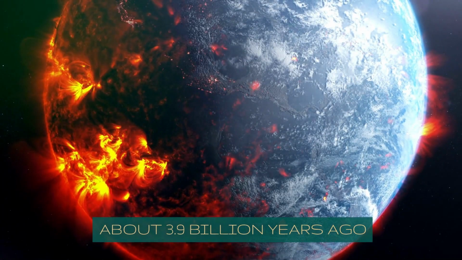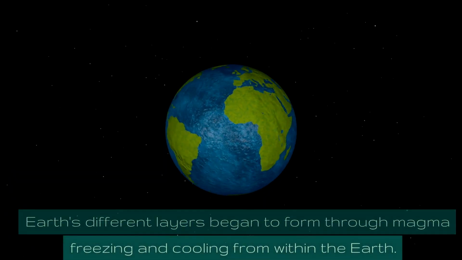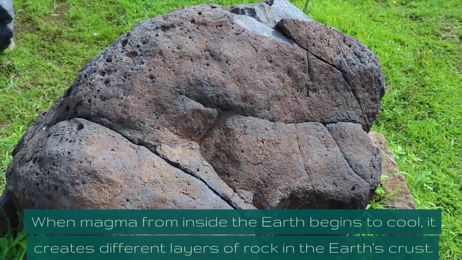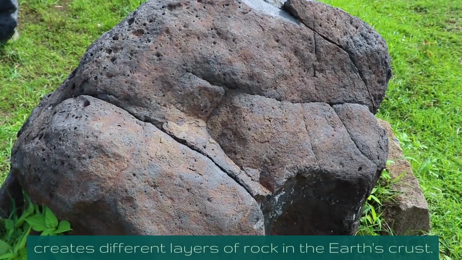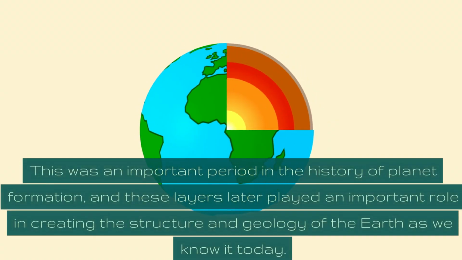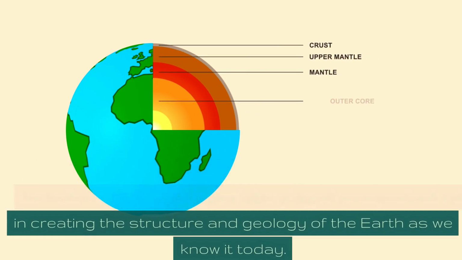About 3.9 billion years ago, Earth's different layers began to form through magma freezing and cooling from within the Earth. When magma from inside the Earth begins to cool, it creates different layers of rock in the Earth's crust. This was an important period in the history of planet formation, and these layers later played an important role in creating the structure and geology of the Earth as we know it today.